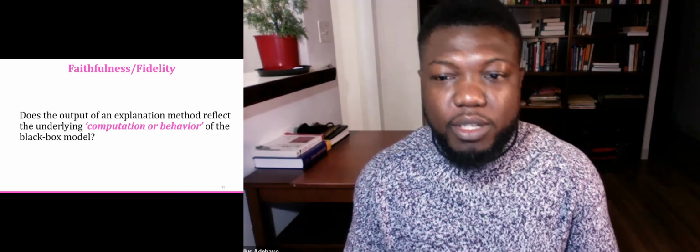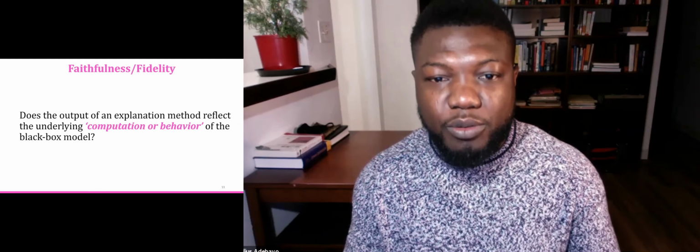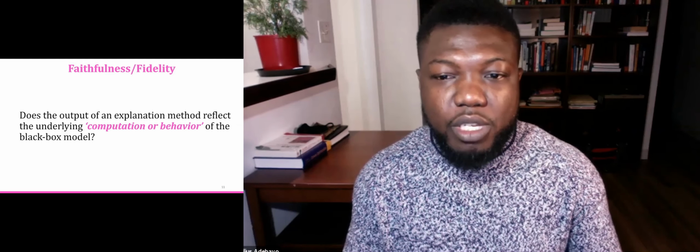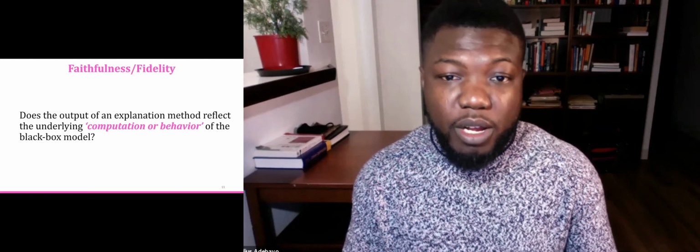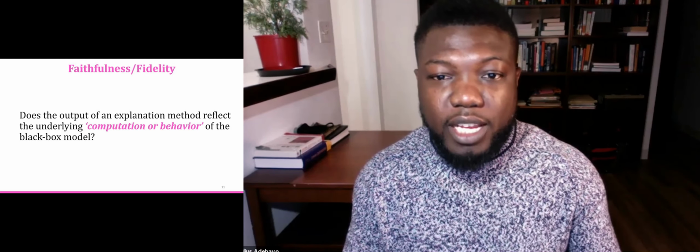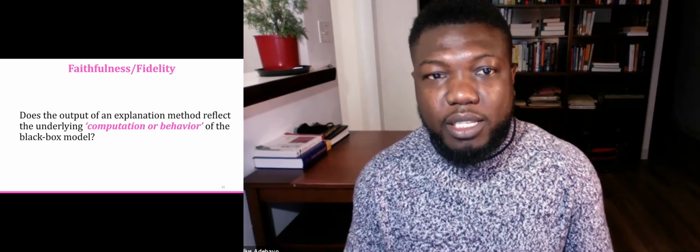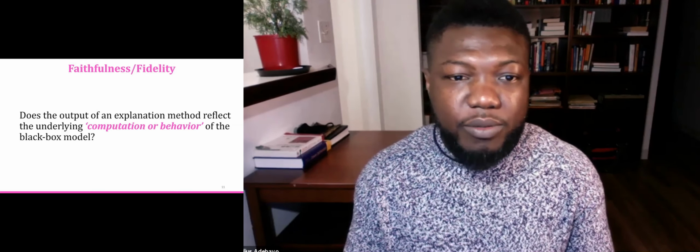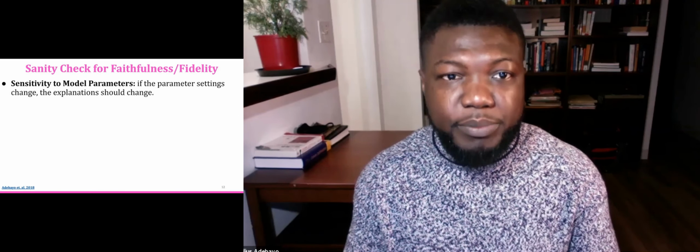And so more generally, the task of faithfulness of an explanation function really refers to whether the explanation method produces explanations that reflect the underlying behavior of the model that has been explained. And as we'll see shortly, several different explanation methods don't actually reflect the model that they're explaining.